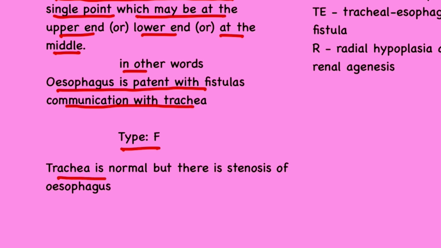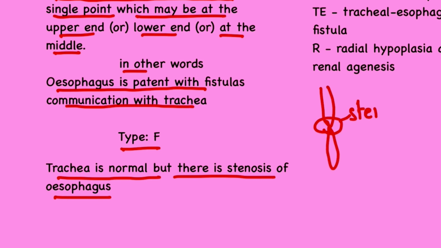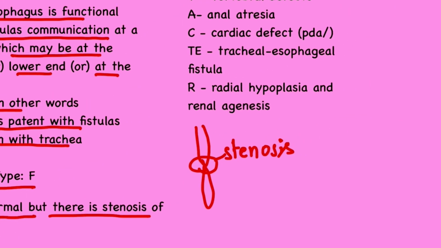Next, type F. Trachea is normal but there is a stenosis of esophagus, which means the trachea has nothing to do with it, there is just a stricture or stenosis, which means constriction of the esophagus.